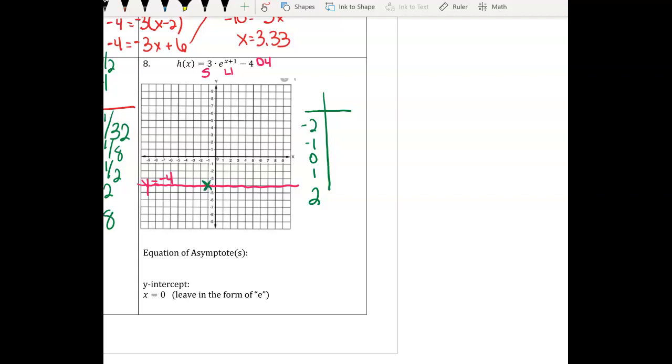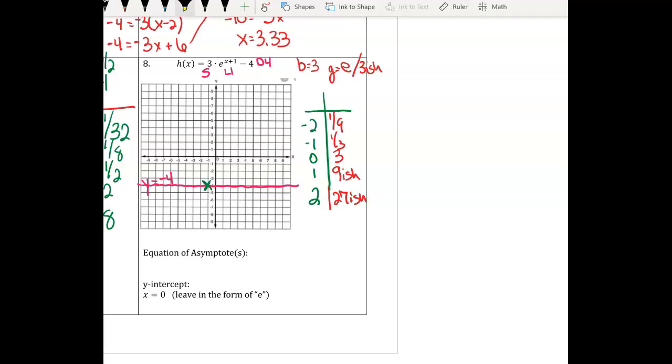All right, so again, you are welcome to use all of these points, but B is 3, and e is about 3 as well. So I'm going to begin at 3, and then if you want more points, we're going to multiply by 3-ish. So this is 9-ish, 27-ish, 1/3-ish, 1/9-ish.